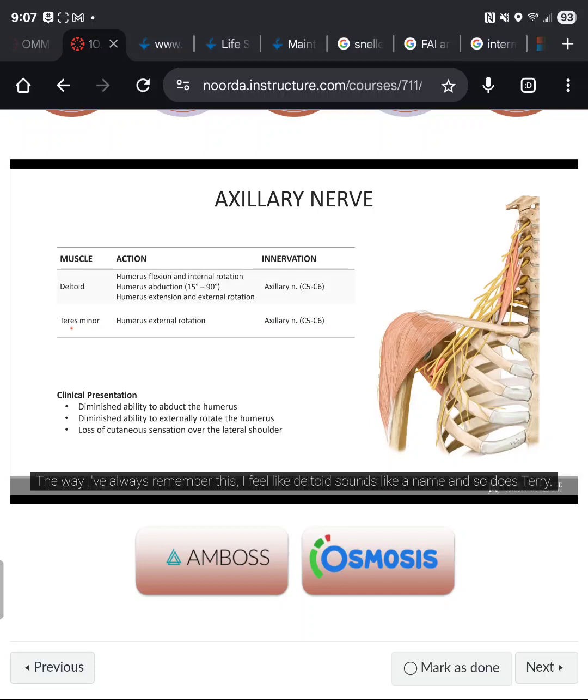The way I've always remembered this, I feel like deltoid sounds like a name, and so does teres. So the axillary nerve innervates deltoid, and his wife, who's finer, teres minor.